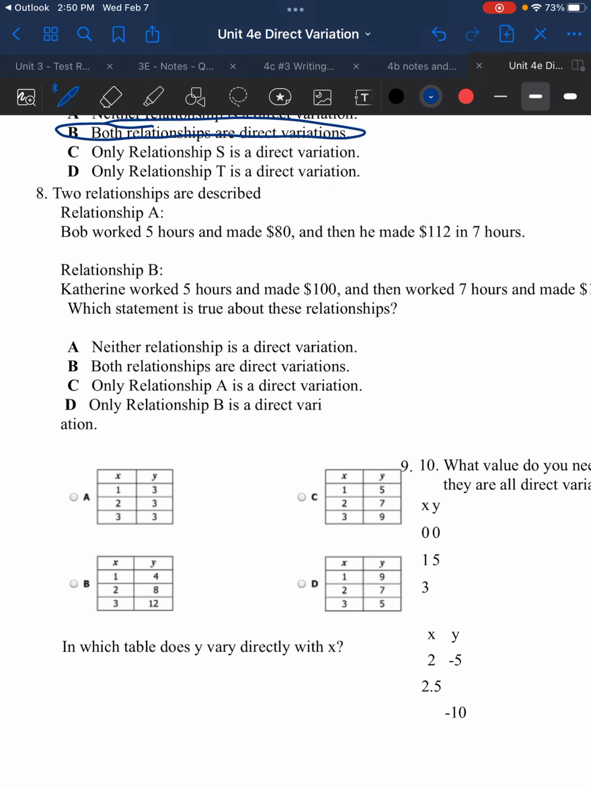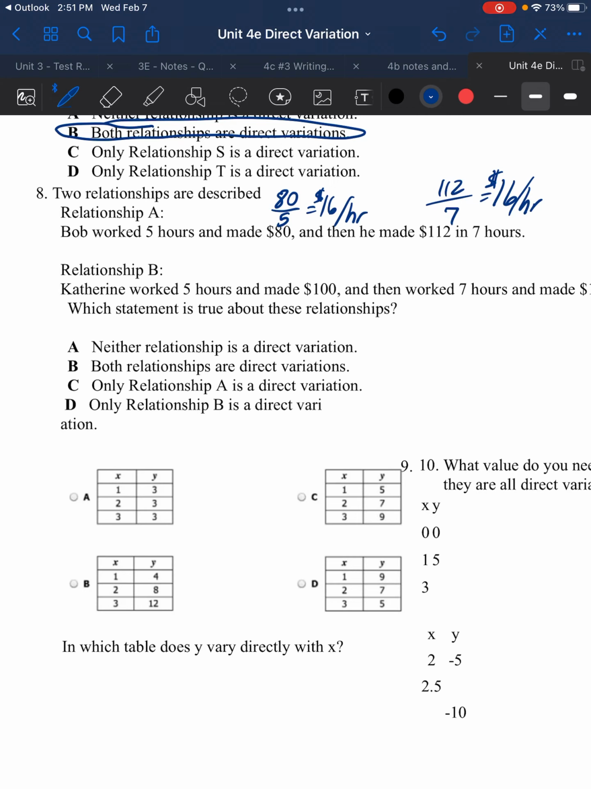And number 8, we have how are the relationships described? Bob worked 5 hours and made $80. So $80 in 5 hours. That reduces down to $16 per hour. Not bad, not bad. Bob also worked 112 hours in 7 hours. Is that going to be the same? 112 divided by 7. I got to do some math there. So 112 divided by 7. Oh, that is 16. It's so weird. Doesn't seem like it would be, but it's $16 per hour.